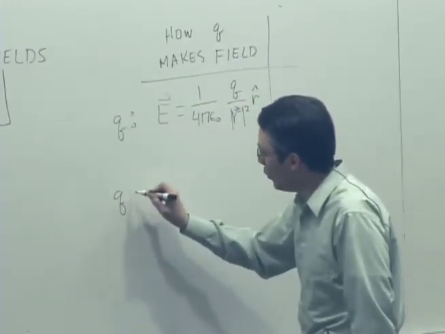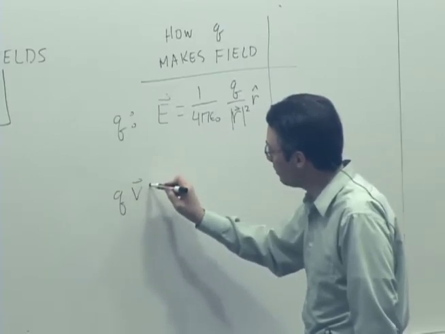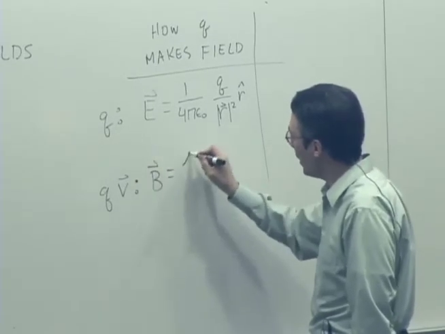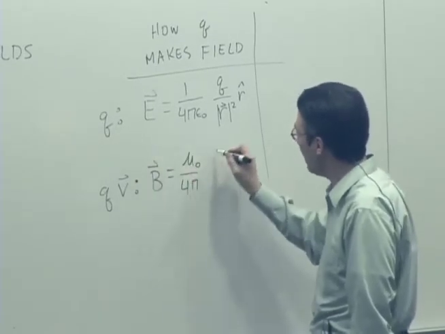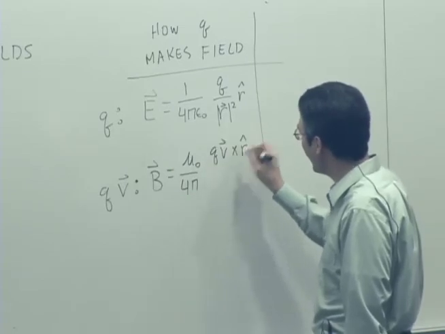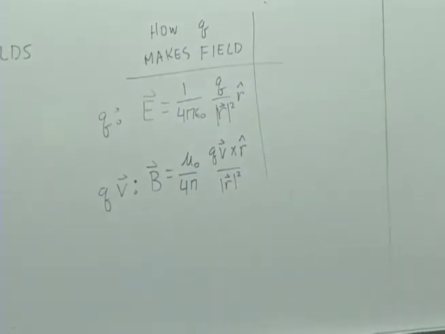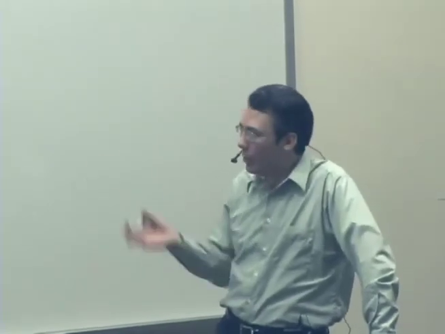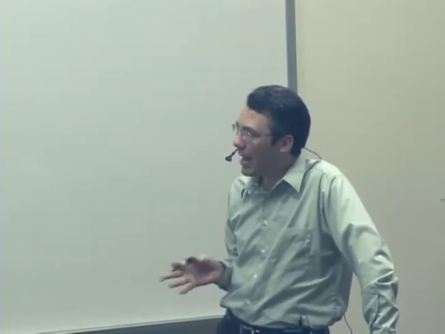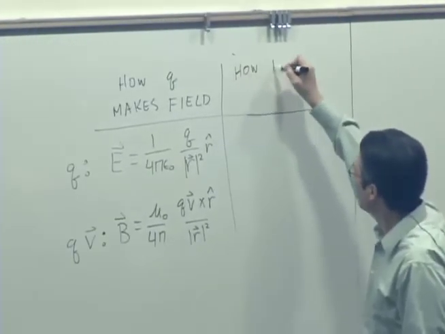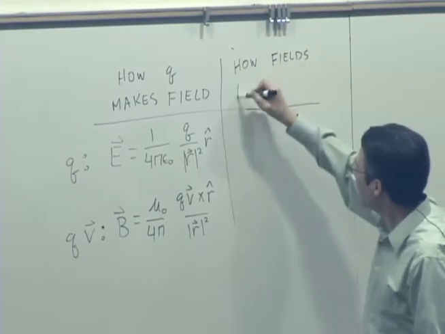If the charge is also moving, say charge times a velocity, then the charge makes a magnetic field. And that is mu naught over 4 pi QV cross r hat over r squared. Okay, and again, we could apply that to lots of moving charges in a current, current rings, current loops, magnetic dipoles, what have you. But it all, again, kind of flows from that basic idea. And so charges make fields in these ways. Then we can think about how fields affect charges.